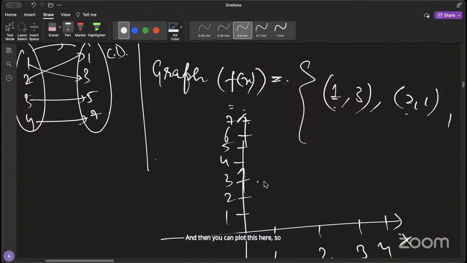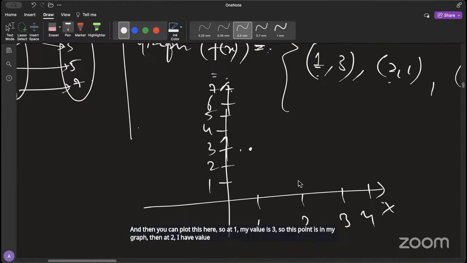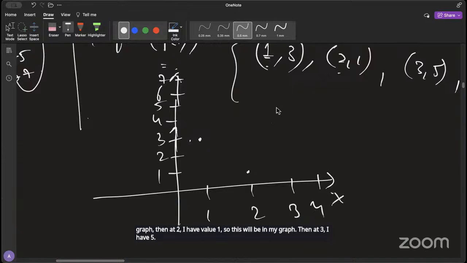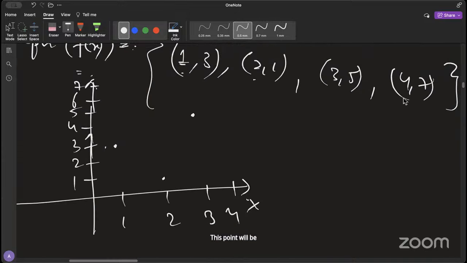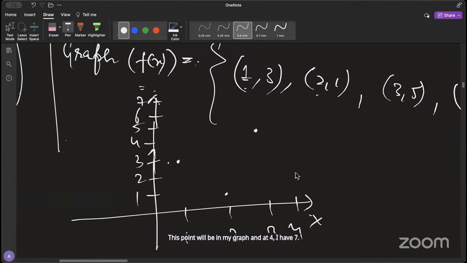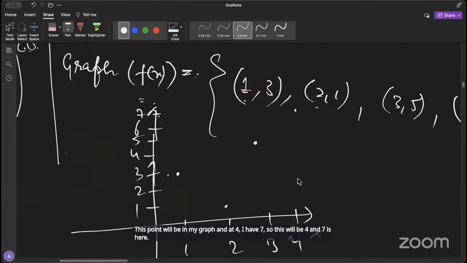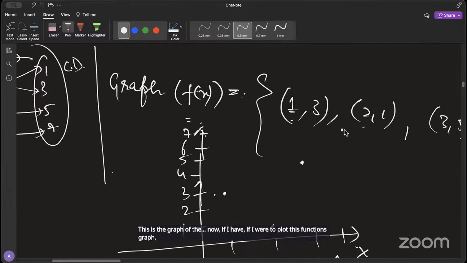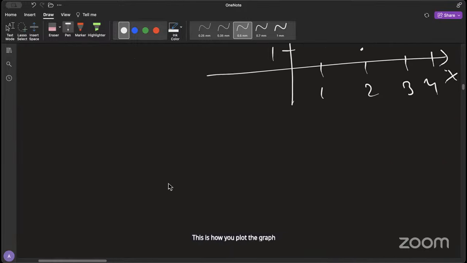So at 1, my value is 3. So this point is in my graph. Then at 2, I have value 1. So this will be in my graph. Then at 3, I have 5. This point will be in my graph. And at 4, I have 7. So this will be 4 and 7 is here, right? So I've plotted all these points. And this collection of these points is the graph of the function. This is how you plot the graph of a function.